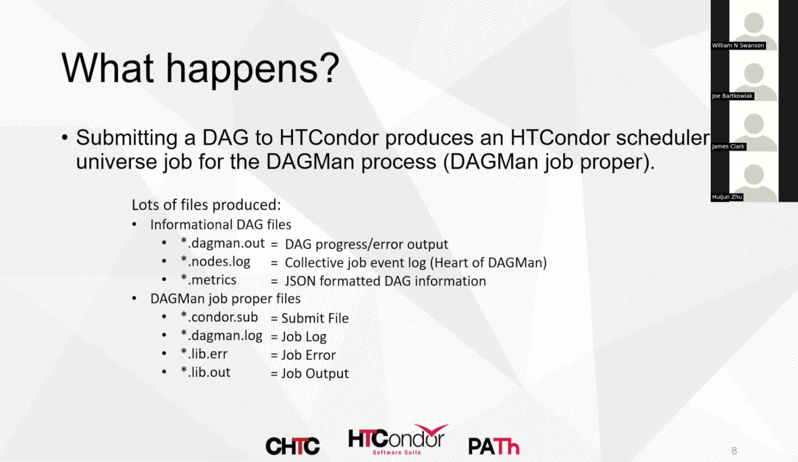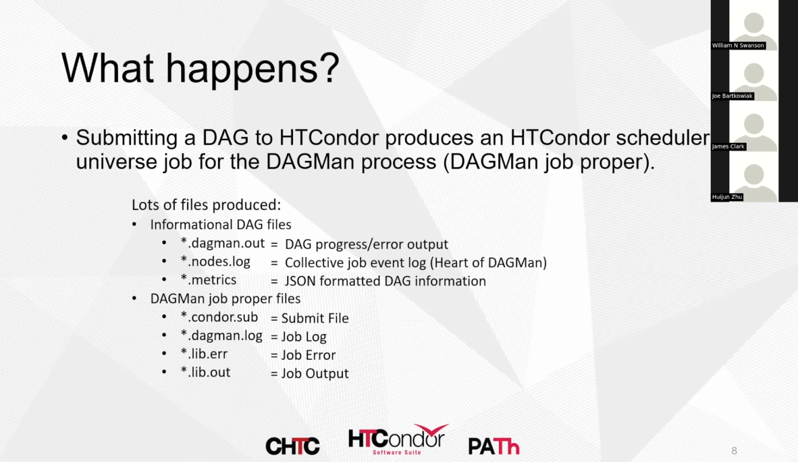As I mentioned, when you run condor_submit_dag, we produce a scheduler universe job and that runs in the queue. So it has its own submit file, its own log file, its own error and output file. They don't really contain much, I'll be honest, but they're there. The main ones that are really nice are these informational files. So this first one is the dagman.out. I do kind of hope you don't ever have to go in there. It is chaos, but this is where all the information about what DAGMan is doing is. It's our debug file.